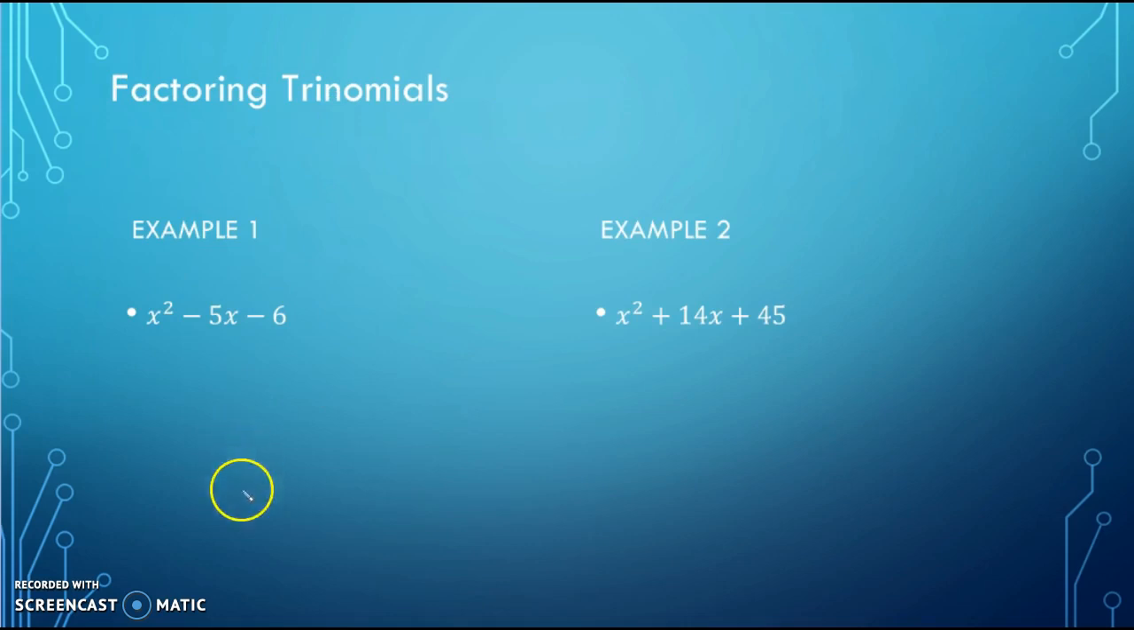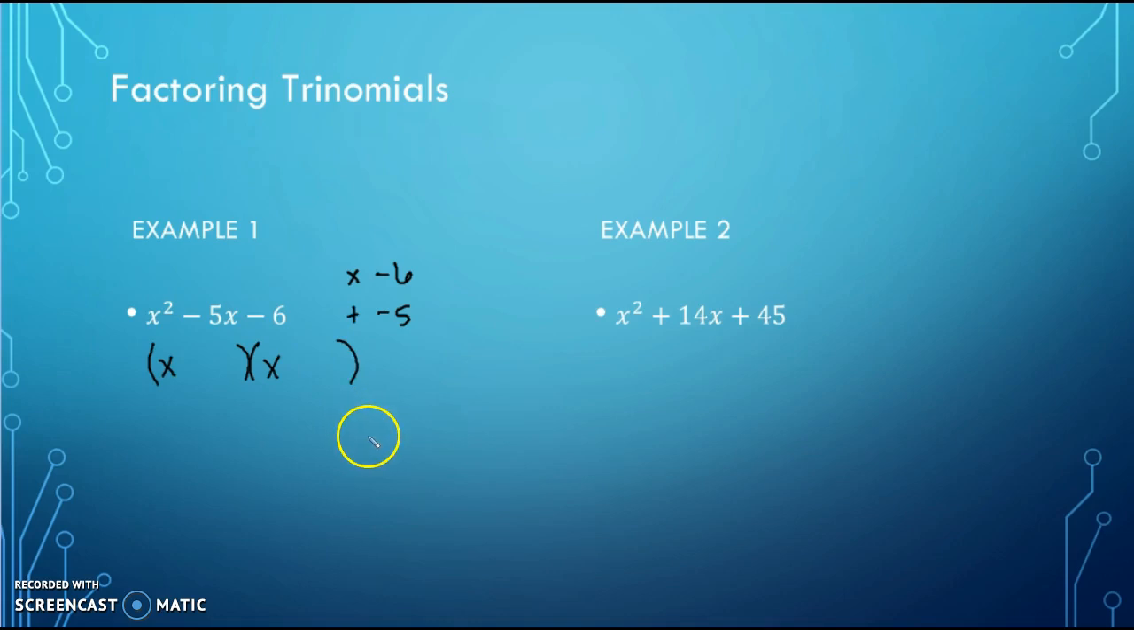So for some examples, the first one, my c is a negative 6 and my b is a negative 5. So I want to multiply to get negative 6 and add to get negative 5. So multiplying to get a negative means one of my numbers is negative and one of them is positive. And then I want to add to that negative 5. Well, my factors of 6, or of negative 6, are going to be 1 and 6, and 2 and 3. And I want one positive, one negative.